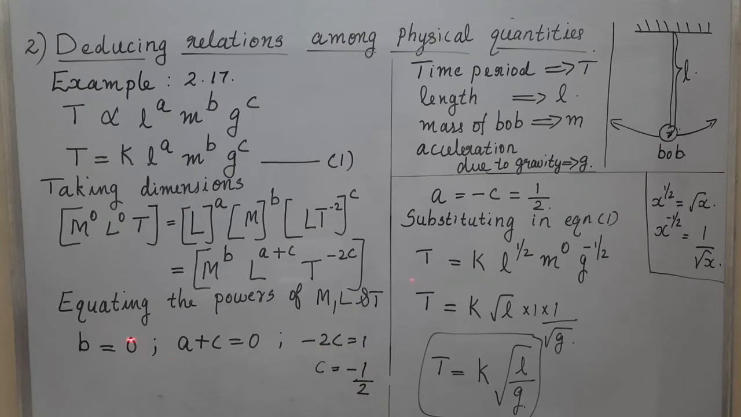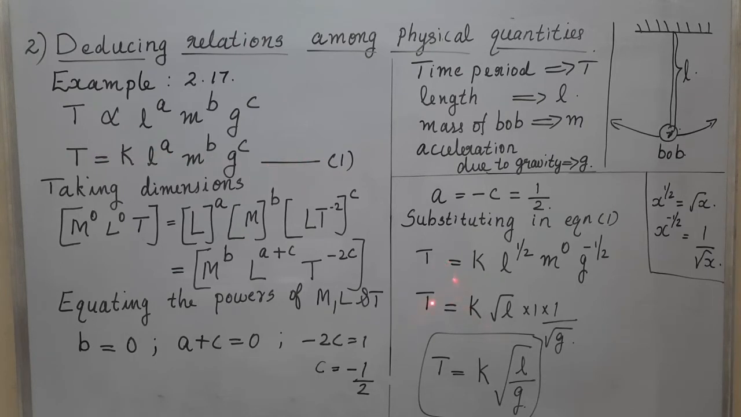So b is 0 and c is minus half. Substitute c equal to minus half in the equation a plus c equal to 0. From this a will be equal to minus c, so it will be 1 by 2. So a is 1 by 2, c is minus 1 by 2 and b is 0. Now substitute the values of a, b and c in equation 1.